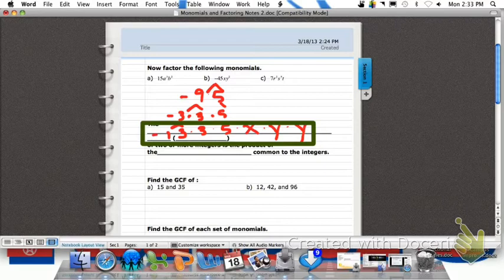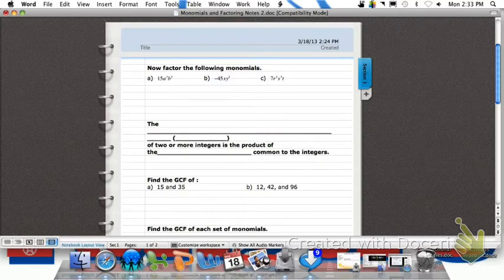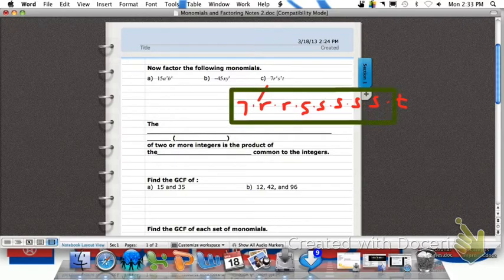Let's look at one more example. Let's break down 7r squared s to the 5th and t. Does 7 break down any further? Well, I could do 1 and 7, but 1 is almost understood as always a factor. So 7 just comes down. And then I have how many r's? Times r, there's 2. How many s's? Times s, times s, times s, times s, times s. And how many t's? Just 1 t, times t. So really all I had to do is break down each component, and that is my prime factors.